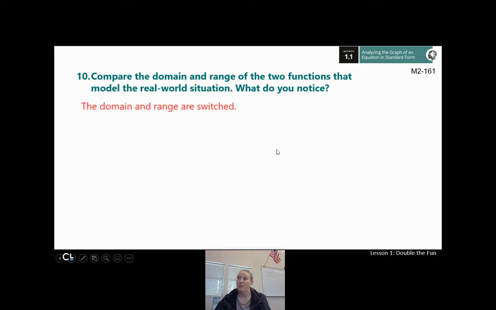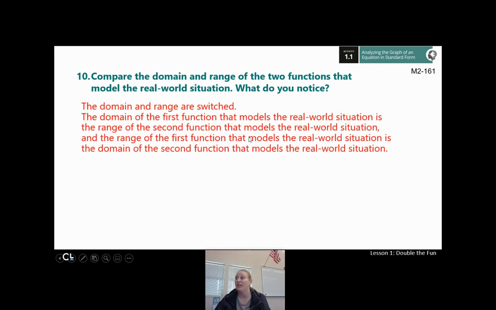I hope you noticed that the domain and range were switched. The domain of the first function that models the real world situation is the range of the second function, and the range of the first function is the domain of the second function. So this is a fancy way of saying the domain and range are switched.